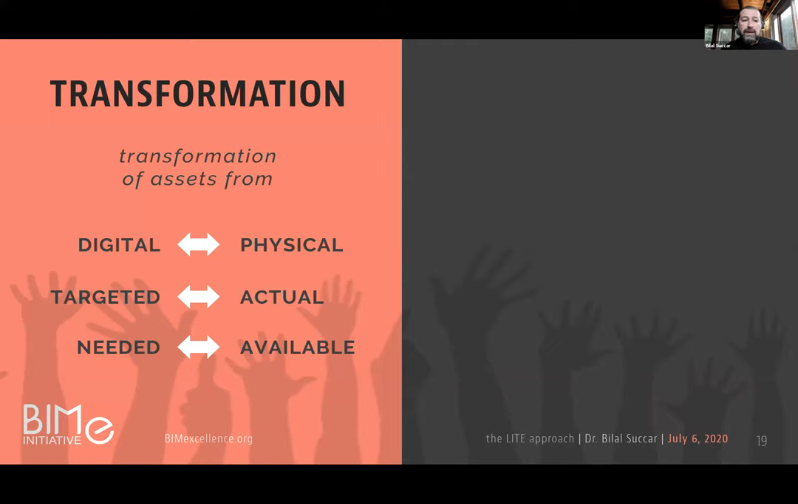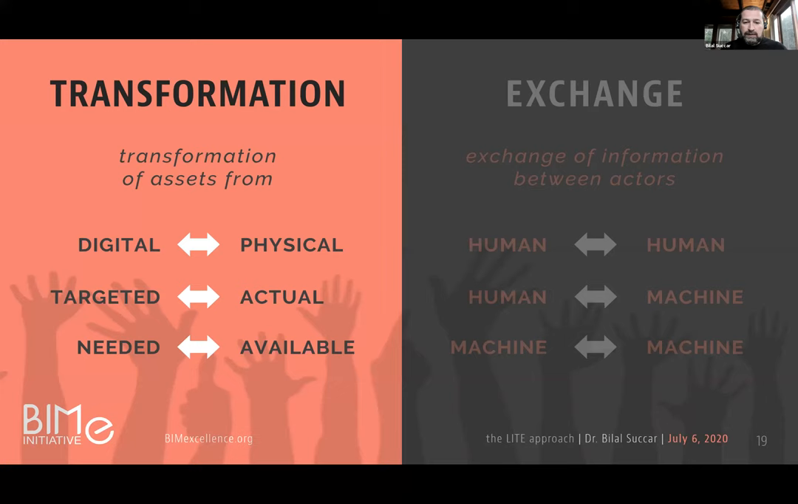Another transformation would be about targeted and actual. Something that you want to deliver is delivered, and then something that you want to change becomes targeted, and then you change it, it becomes physical, and on it goes. You design, you construct, you redesign, you reconstruct, you demolish, you reconstruct. Something targeted and actual is a transformation of information. It's not just a transformation of the asset. And also a transformation of what's needed and what's available, and I'll explain this in a couple of slides later on.